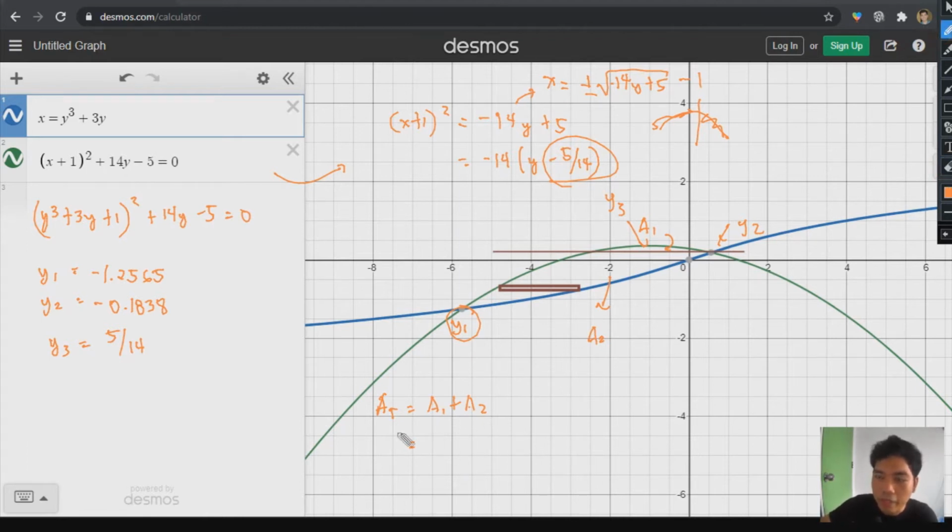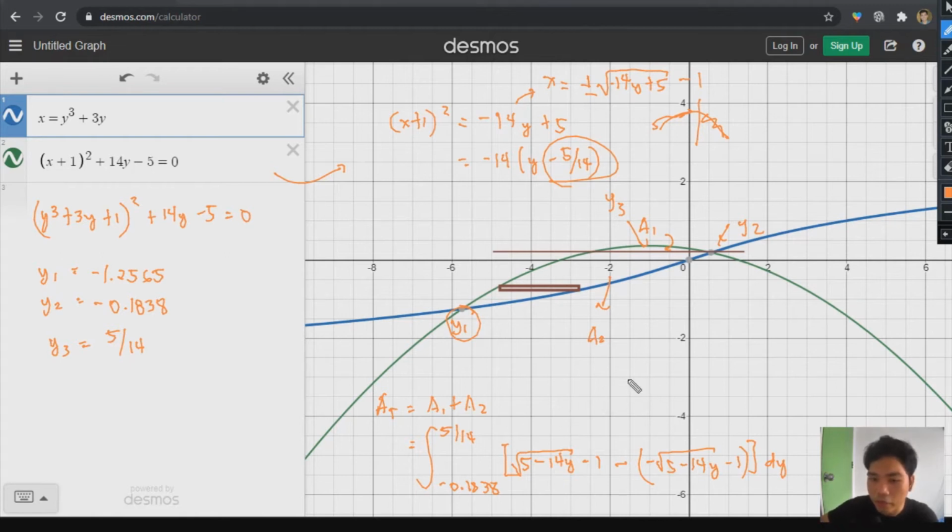Okay? So from this, your area 1 would be the integral. This is my area 1, the integral of y sub 2 to y sub 3, so that is negative 0.1838 to 5 over 14. And then what is the equation on our right? So that's positive. So we have the square root of 5 minus 14y, minus 1, and then minus its negative counterpart. So that's minus the negative square root of 5 minus 14y, minus 1. And this is dy. That's the area 1.